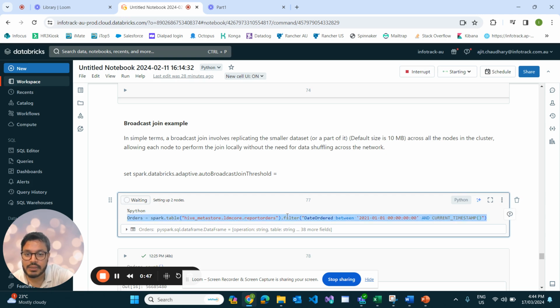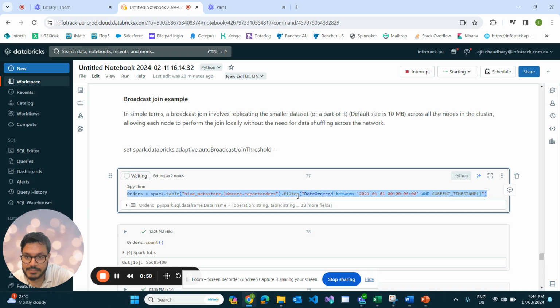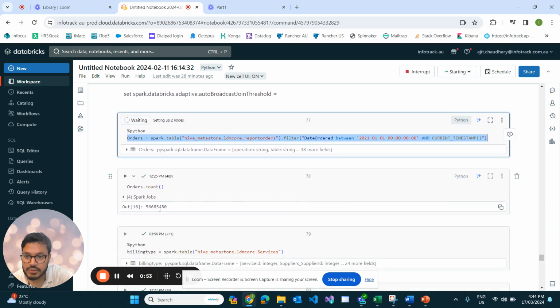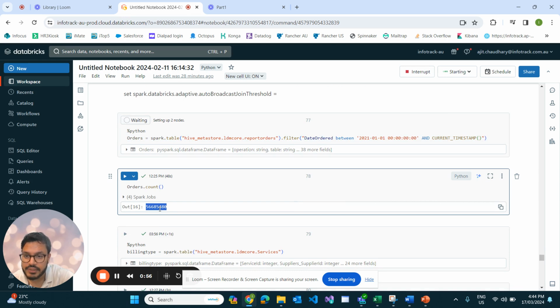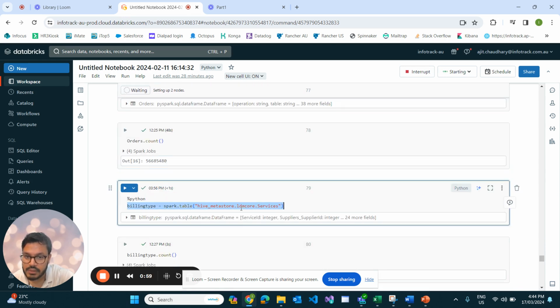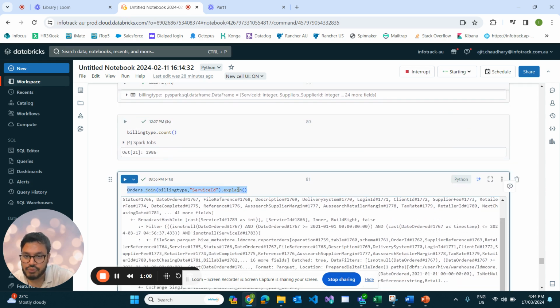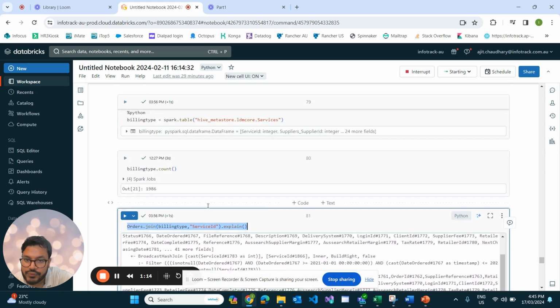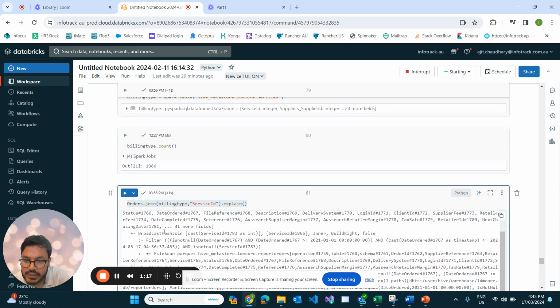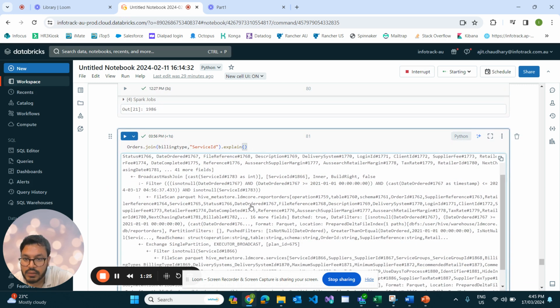Let's see that in a practical example. Let's say this is my table, and this table contains around 5 billion records, and this is another table, and it contains around 1986 records. It's a very small file. When we do a join of the 1 billion record table with the 1000 record table and do a dot explain, we can see the broadcast hash join is applied because one is a very big table and another is a very small table. So internally broadcast hash join is applied.